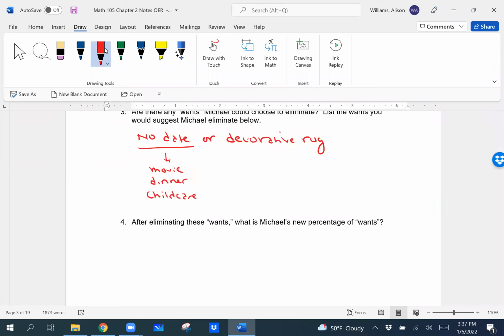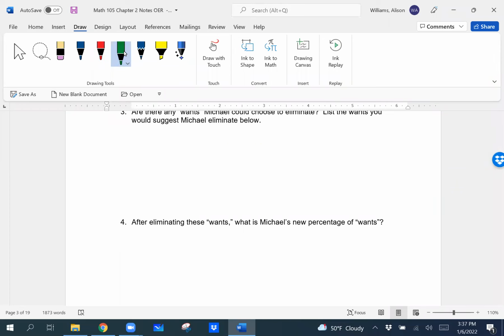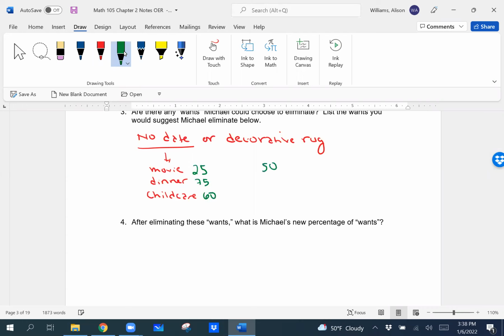So the movie was $25. I'm trying to remember. Oops, $25. Dinner was 75, childcare was 60, and then the rug was 50. Okay, so I'm going to total those. So 210 from the wants that I think should be eliminated.